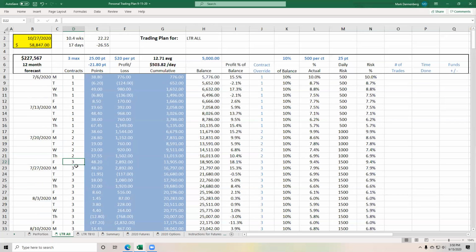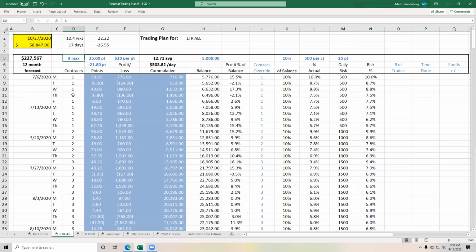But the other limiter is after 10%, you can put in a maximum. Like you're not going to allow it to grow beyond this maximum number of contracts. So we've capped ours for this year at 3 contracts. We're not going to trade more than 3 contracts.